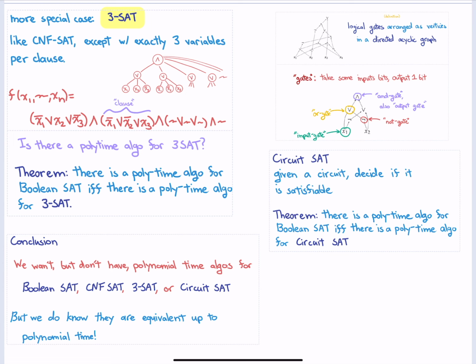We looked at all these variations of this problem, special cases and general cases. What we found out is that while we can't figure out an algorithm for any one of these, we can show that there's an algorithm for one if and only if there's an algorithm for the rest, which is an interesting conclusion, even if it's not a constructive algorithm.